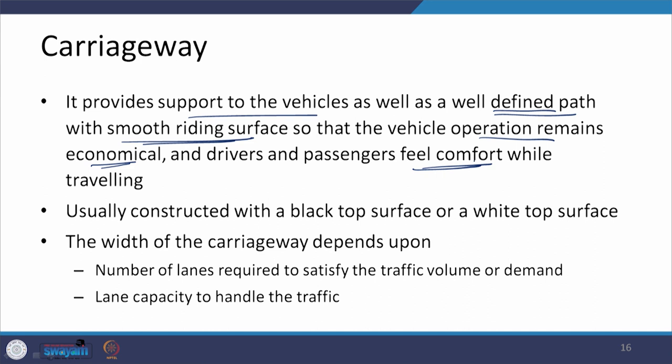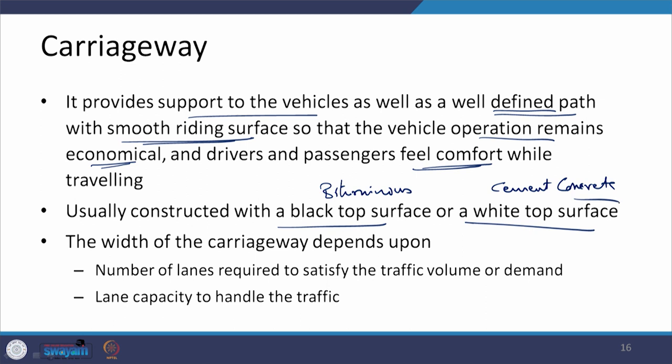And this carriageway can be provided in two forms. It can be a black top surface or a white top surface. That means it is bituminous in nature, or it is made of cement concrete. So that is what a black top surface and a white top surface are.